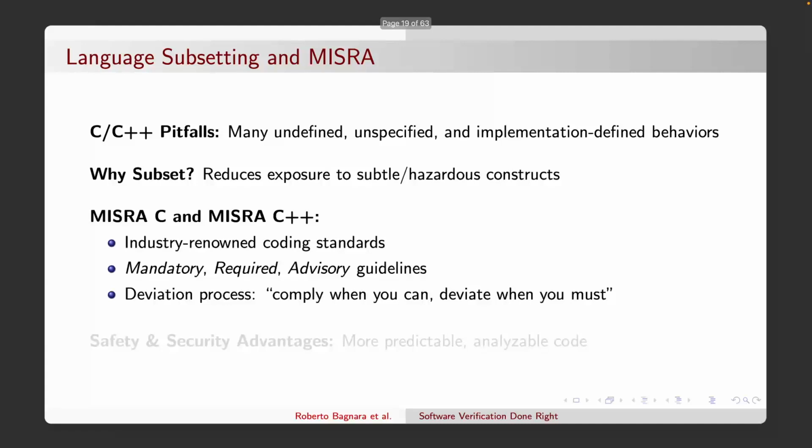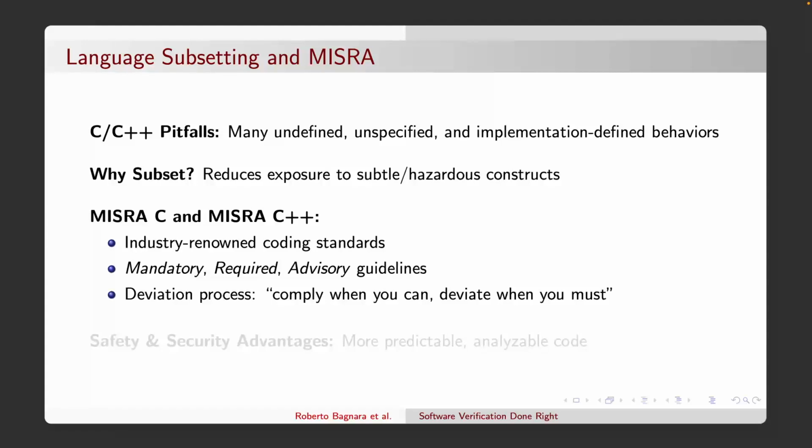And MISRA C and MISRA C++ are the most authoritative coding standards for C and C++. They have been used over many years in all industry sectors. They are composed of a set of guidelines with different categories: mandatory, required, and advisory, that we will see in the webinar. An important thing in MISRA is the deviation process.